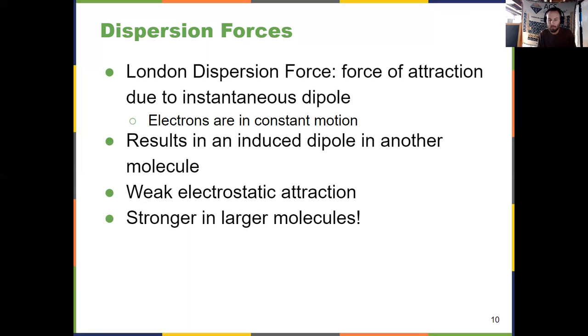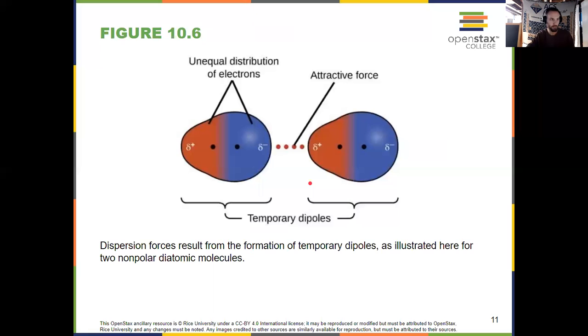And when that happens, it triggers a response in other molecules. A partial positive, for example, in one molecule will attract electrons from a different molecule. That's called an induced dipole. So for a split second there, we get a weak electrostatic attraction between 2 molecules, which is what this looks like right here.